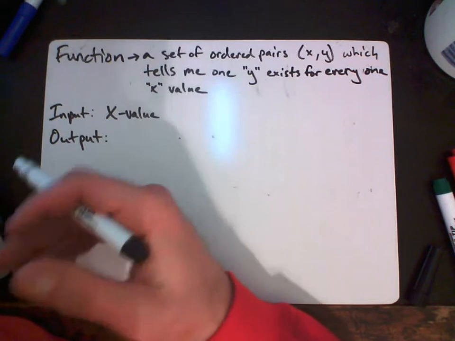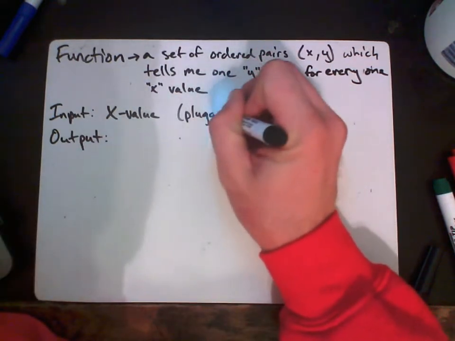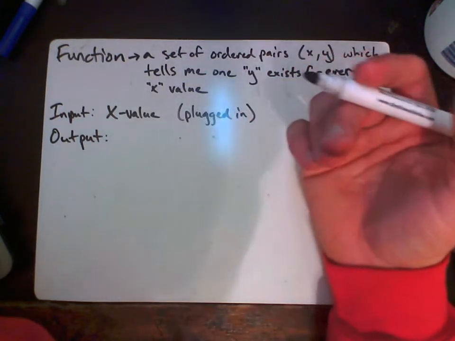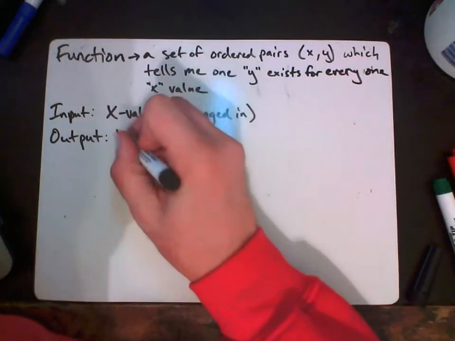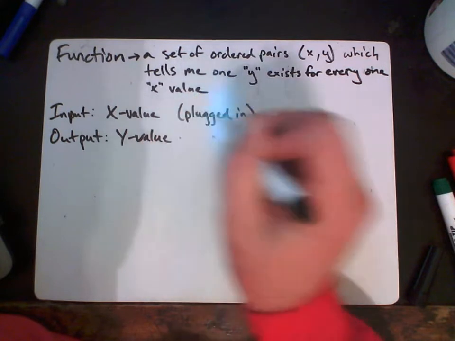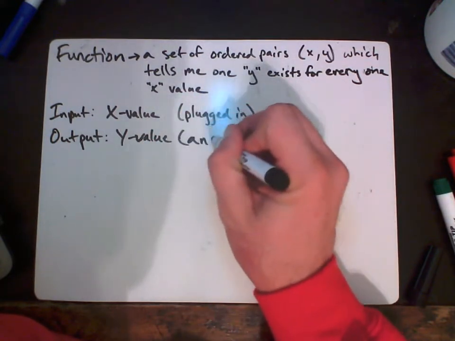That's just going to be the number that gets plugged in to the general function that I'm about to give. The output is going to be my y value, or if you want to go in layman's terms, it's going to be the answer.